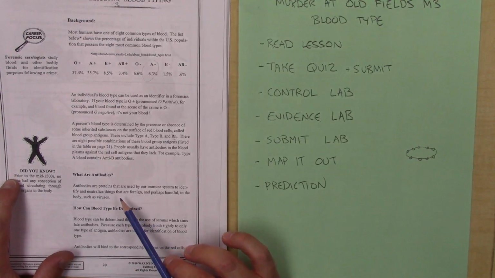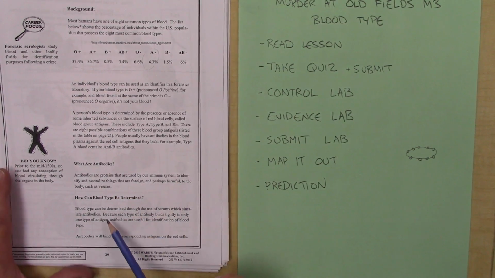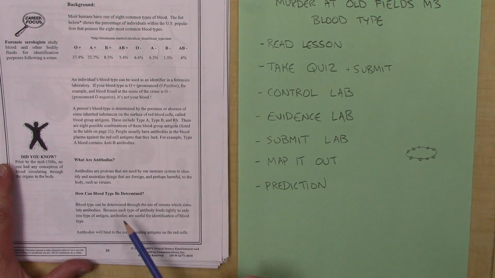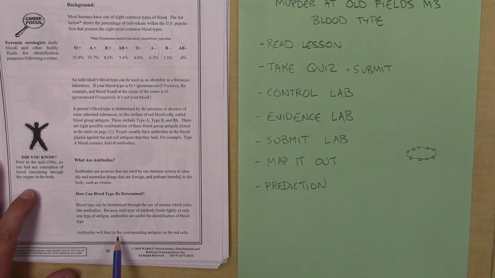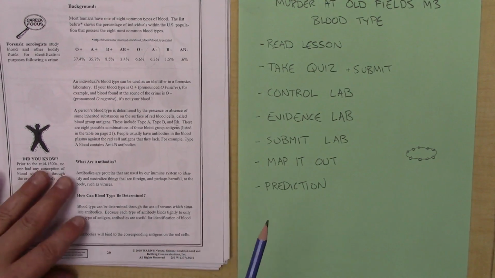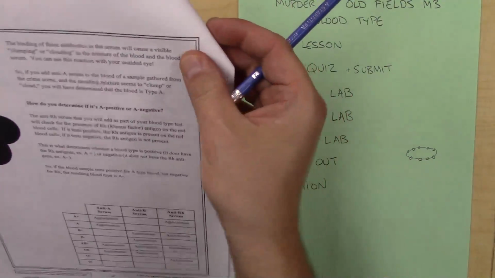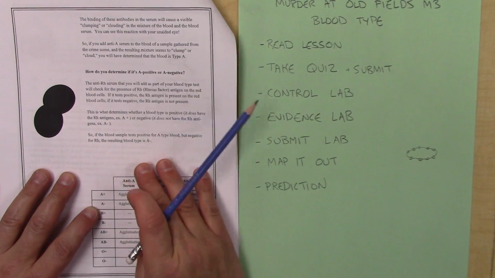So, antibodies are proteins used by our immune system. How can blood type be determined? Blood type can be determined through the use of serums, which simulate antibodies. Because each type of antibody binds tightly to only one antigen, antibodies are useful for identifying blood type. I'll clarify that. Antibodies will bind to the corresponding antigens on the red blood cells. Okay, let's just wait here. If this sounds kind of crazy to you right now, that's okay.